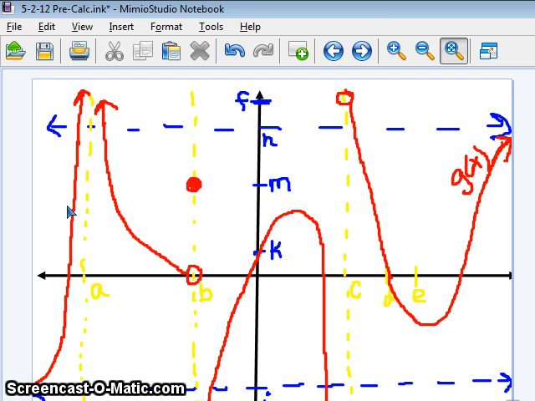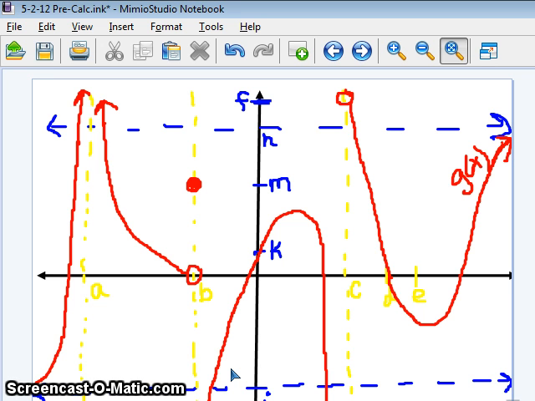So if we look at number 6, number 6 asks us to find the limit of our function as we approach b from the positive side. Well, as we're coming down this red towards b, what can you say about my limit? Where is it going? To negative infinity. Very good. So the answer to number 6 is negative infinity.